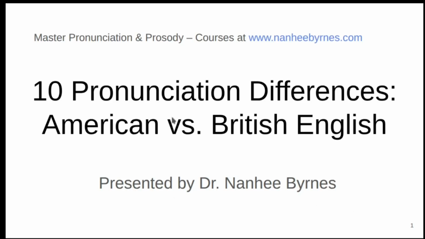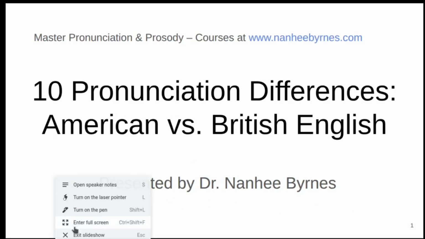and pronunciation differences between American and British English.